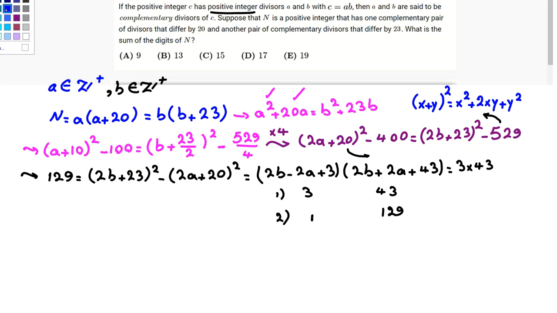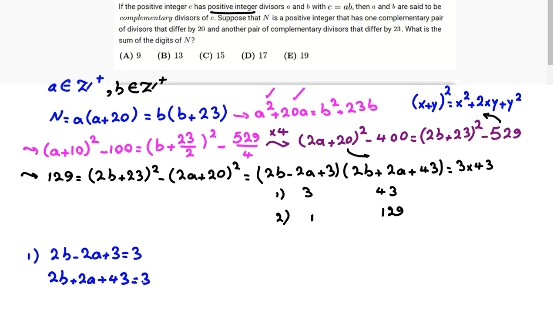For the first case, 2b minus 2a plus 3 is equal to 3, and 2b plus 2a plus 43 is equal to 43. So if I subtract, 2b will be cancelled. Second one minus first one: 4a, and the right side, 43 minus 3 is 40. So we can conclude a is 0, a contradiction, because the problem says a is a positive integer.